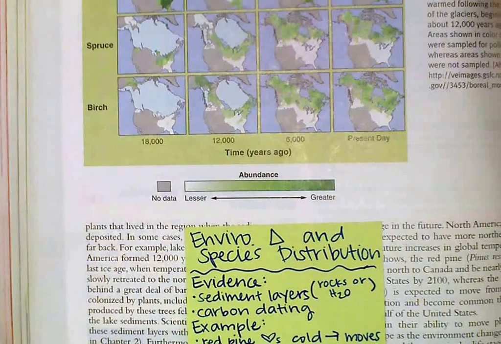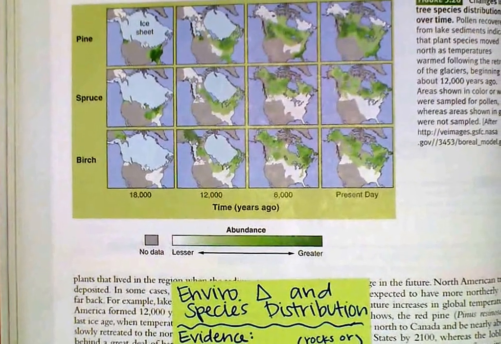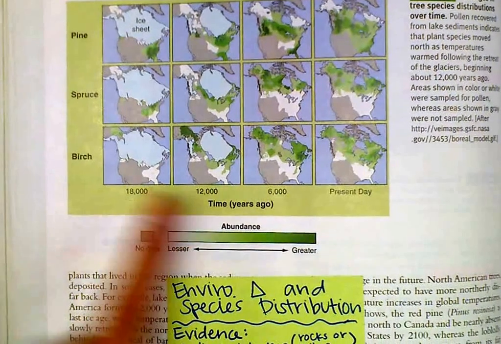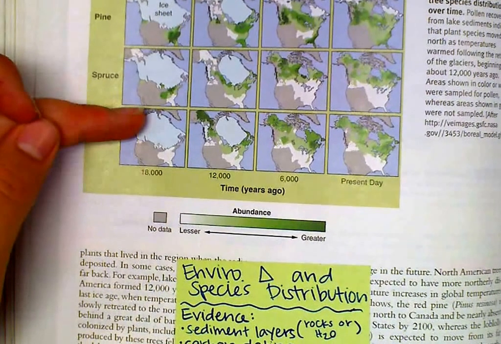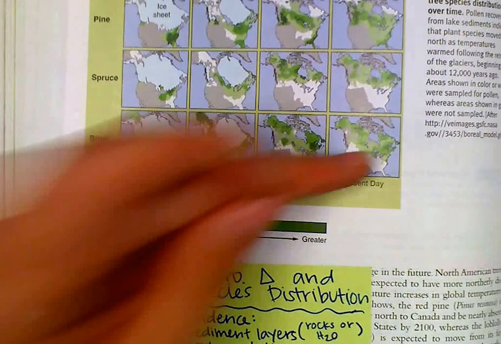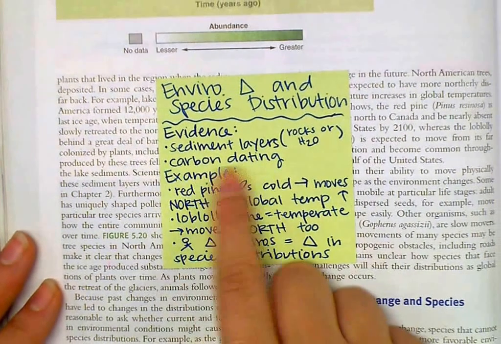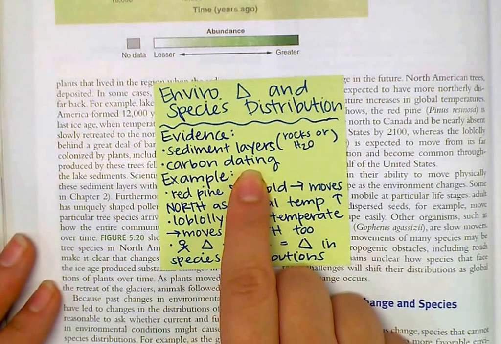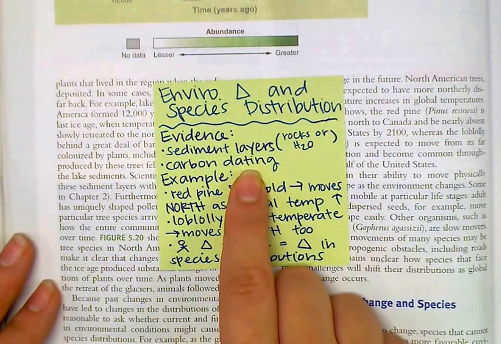Okay, so they have looked at a lot of different fossils and things like that and the ice sheets, from 18,000 years ago until now. So how does this environmental change in northern United States and Canada influence the amount of species and the abundance of species in these given areas? Okay, so we have our evidence from sediment layers and carbon dating. Carbon dating is where you measure how much carbon is in a sample, and then you can use that to determine the half-life.